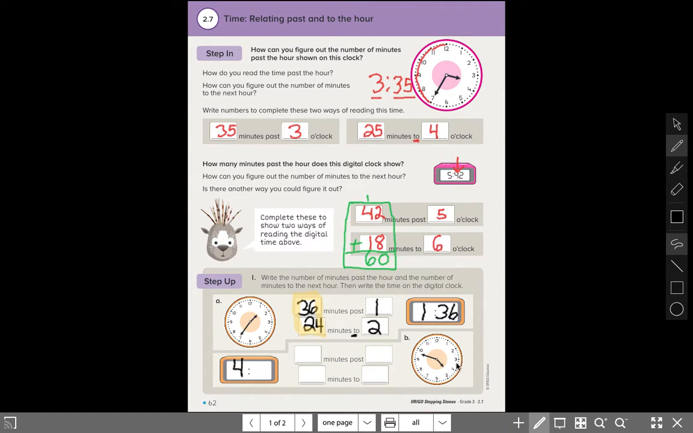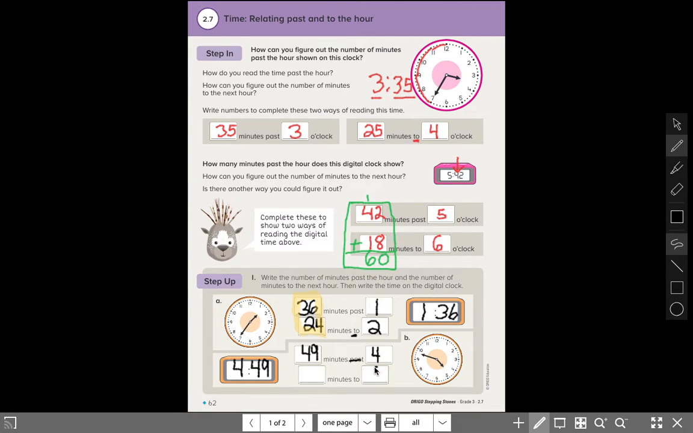So how many minutes has it gone around to the right? Remember to count by fives. 5, 10, 15, 20, 25, 30, 35, 40, 45, 46, 47, 48. That looks like 49 to me. 4:49. So then we would say it is 49 minutes past 4 o'clock.